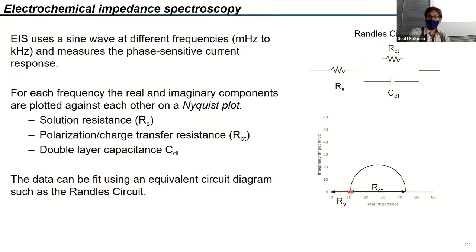And as it manifests itself, typically is this semicircle. And the solution resistance is typically the real impedance at high frequencies. So in general, high frequencies are at lower impedance, and it moves to lower frequencies as you move to higher impedance. And the double layer capacitance is related to the frequency at the pinnacle of the semicircle.